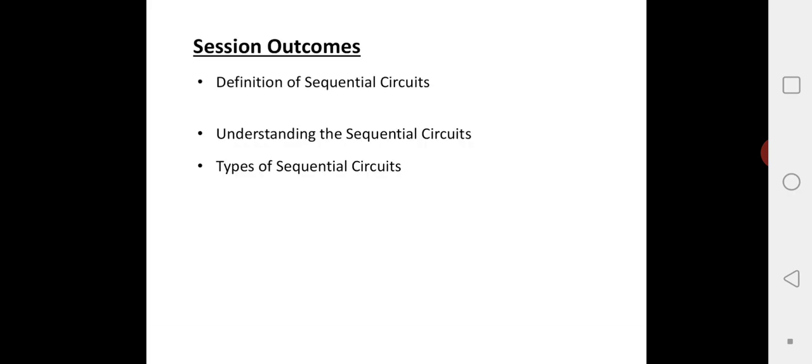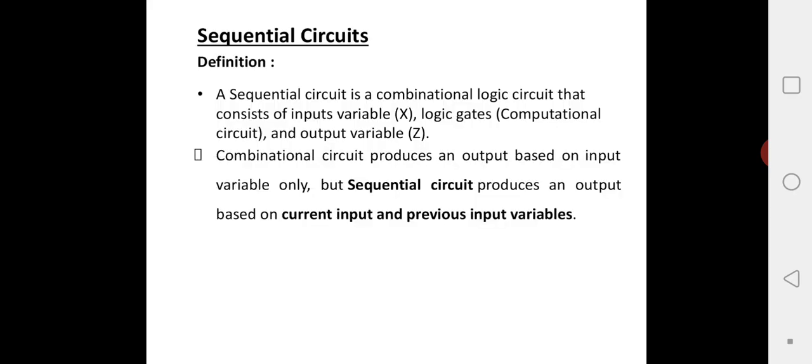In the first session, we are going to see what is a sequential circuit and what are the types of sequential circuits. A sequential circuit can be defined as a logic circuit that consists of input variables, logic gates, and output variables. A combinational circuit produces an output based on input variables only, but a sequential circuit produces an output based on current input and previous input variables. So for a sequential circuit, current input as well as previous input is very important.